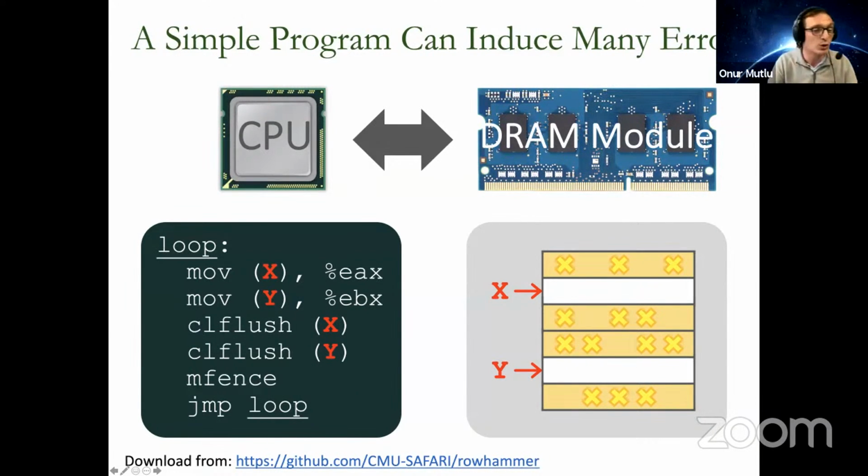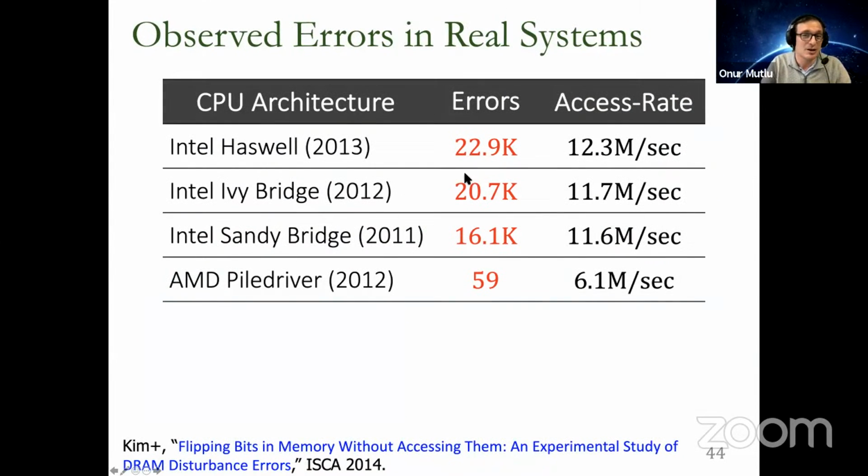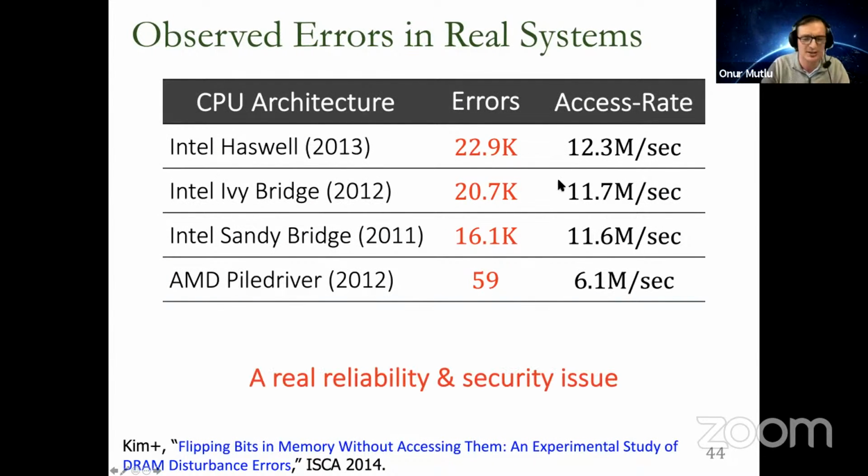I'd recommend downloading Google's program, which builds on this one, and seeing if you're vulnerable to RowHammer. It's a good thing to test, I think. Okay, so basically, these are the errors we observed at the time we wrote the paper. Intel and AMD systems are both vulnerable, as you can see. I'm not going to go through the details. You can read the paper.